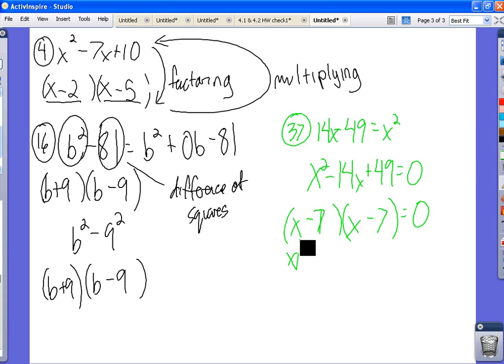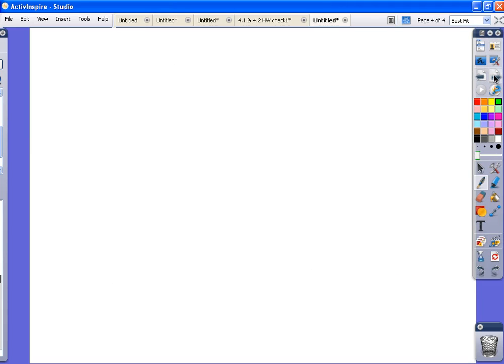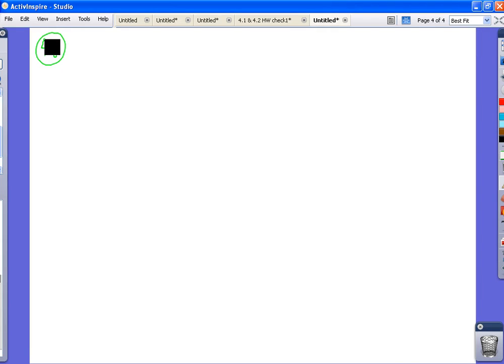Two things multiplied together make 0, means one of them is 0, or both of them are 0. So x must be 7, or we find x is 7 again. Both factors give us a solution of 7. So 7 would be both solutions, a solution two times. If I give you a function and I say find the zeros, that means find the x values that when you plug them in, you get what? Zero.